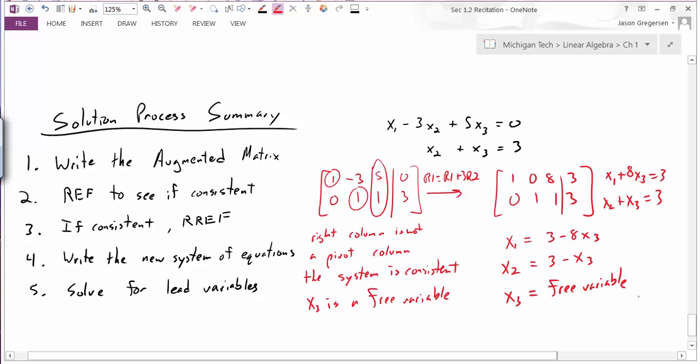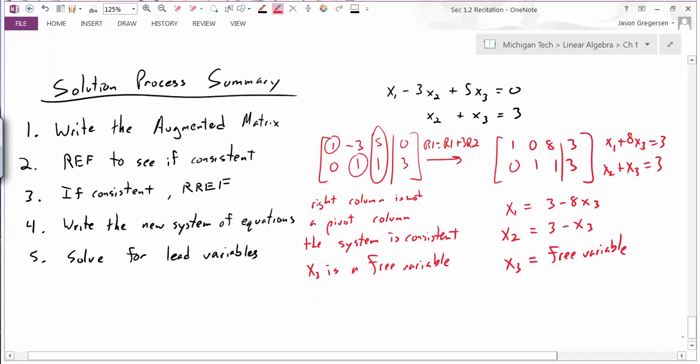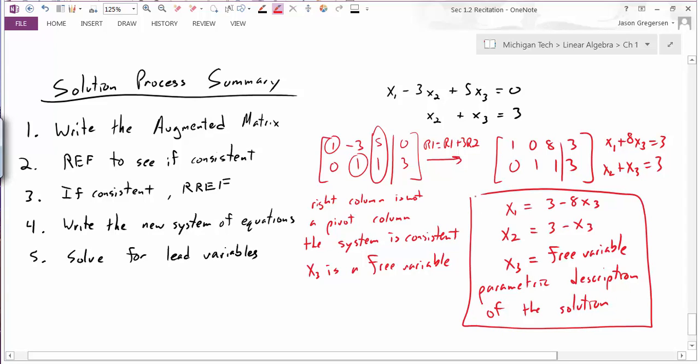Now when I write out my solution like this, having solved for my basic variables, I'm going to call this the parametric description of the solution. It's a way I can parameterize the solution. You choose a value for x3, and I will be able to give you a value for x1 and x2. And it's set up to do that because I've solved for my basic variables. So when we solve for our basic variables and write our solution in this form, once again, that's the parametric description of the solution. And that concludes this video on solving linear systems via row reduction.